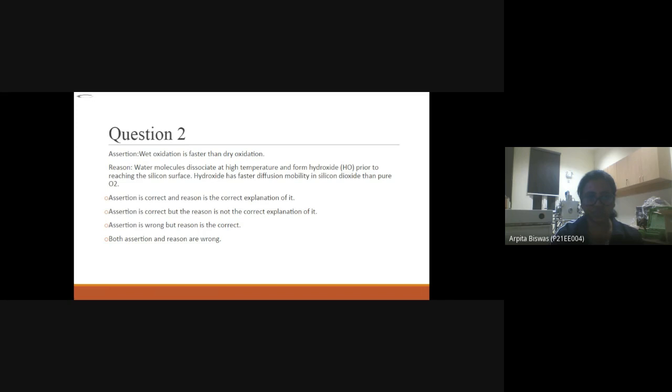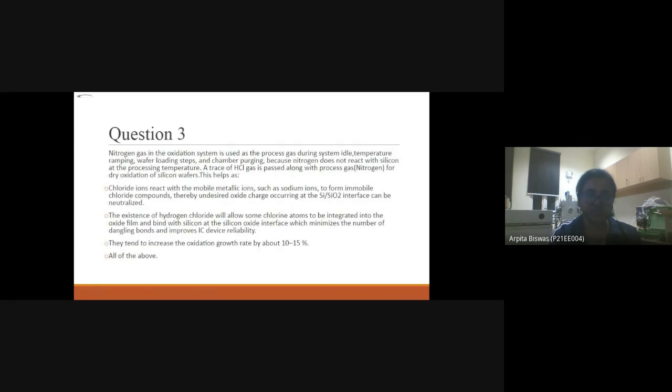Next, we are moving toward question number 3. Nitrogen gas in the oxidation system is used as the process gas during system idle, temperature ramping, wafer loading step, and chamber purging because nitrogen does not react with silicon at the processing temperature. A trace of HCl gas is passed along with the process gas nitrogen.